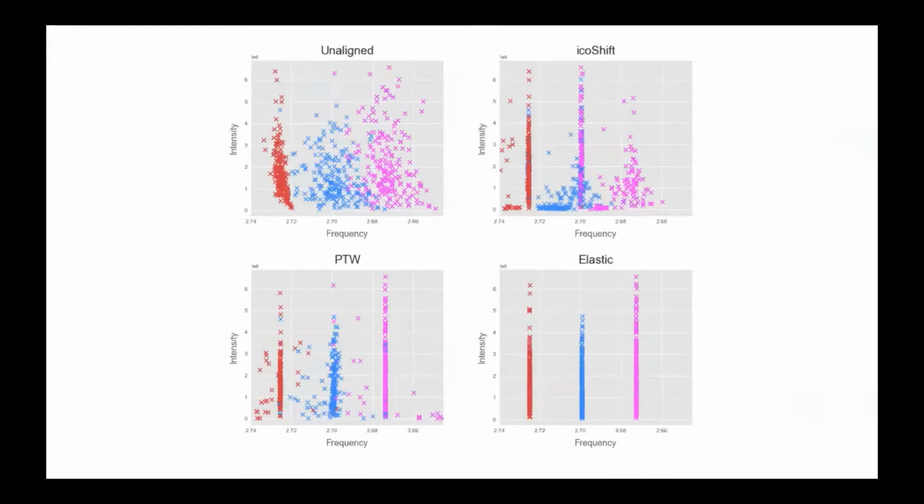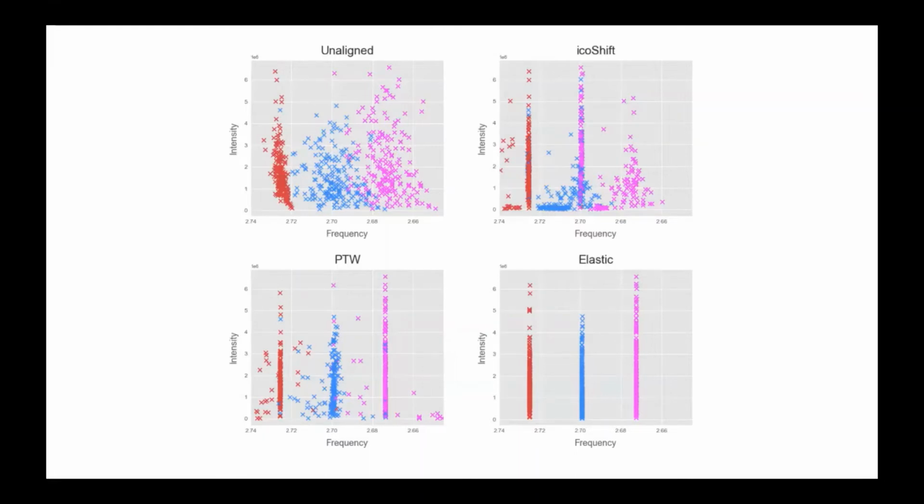So in the top left is a scatter plot, in which each cross marks the location of a peak for each spectrum. We have three colors and each color corresponds to one of the three peaks. Now, what we want to see from a registration method is that the crosses of each color are aligned in nice vertical columns along the x-axis. And we can see the only method where we actually achieve this is with elastic registration.